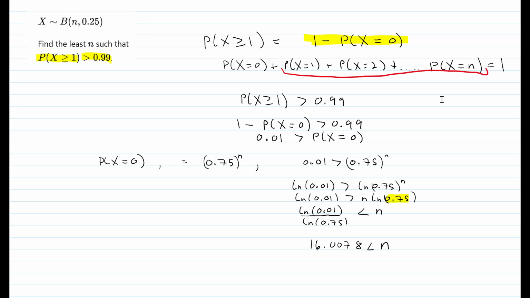So remember, n has to be an integer when we're dealing with the binomial distribution, because that is the number of successes or number of failures, etc. Or in this case, it's just the number of trials. So we want to know how many trials we need to do to get that probability. Okay, so 16 wouldn't be enough because we need slightly more than 16. So n equals 16 wouldn't be enough. So n must be 17 or greater. Okay, and that is the final answer.